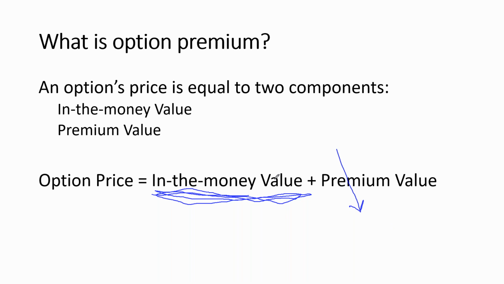If you're an academic, academics like to call the in-the-money value the intrinsic value, and they like to call the premium value the extrinsic value. I like to use sort of the street names. Some people actually also call the premium value the time value. I don't use that term because there's a lot more that goes into it besides the time value. So premium value is what we're going to use today.